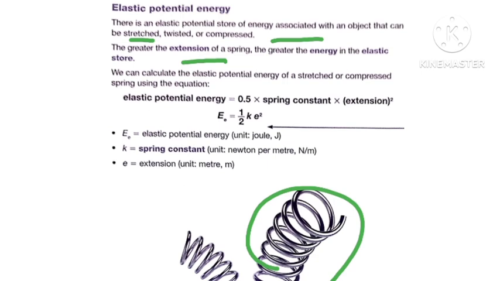And how will you calculate it? E is equal to half ke squared, where E is the elastic potential energy, k is the spring constant, and e is the extension.